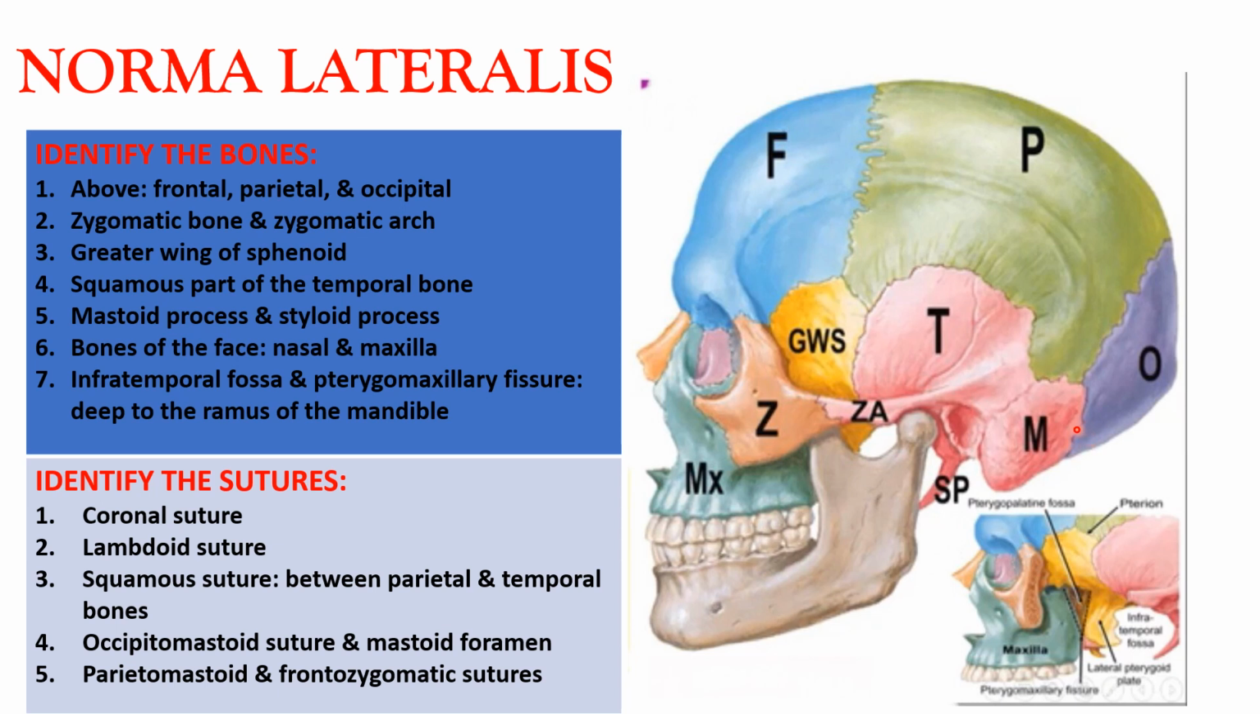All right, then we look at the parietomastoid suture. Okay, so this is the parietal bone, and this is the mastoid process. So this is the parietomastoid suture, and then we look at the frontozygomatic suture. Okay, so this is the frontal bone, this is the zygomatic bone. So this suture here is the frontozygomatic suture.